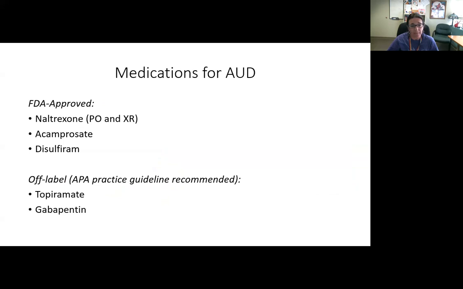So going to focus on these. The FDA-approved medications that we'll go through briefly are naltrexone, which again comes in both an oral and extended release form, acamprosate, and then we'll talk briefly about disulfiram, otherwise known as Antabuse, which does still exist, but we don't offer unless someone is really feeling like that's what's going to help them in terms of completely staying away from alcohol. It just doesn't have as much evidence of effect. And then we'll talk briefly about a couple of the off-label medications that are recommended by APA as second line, topiramate and gabapentin.